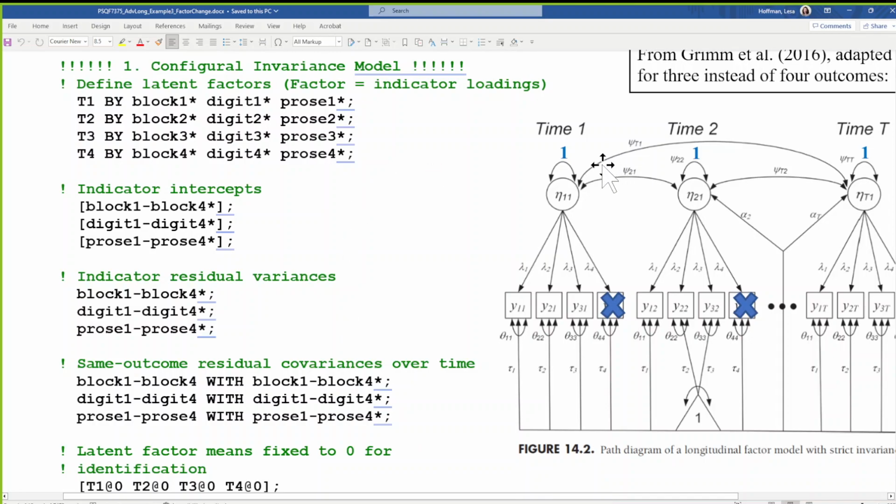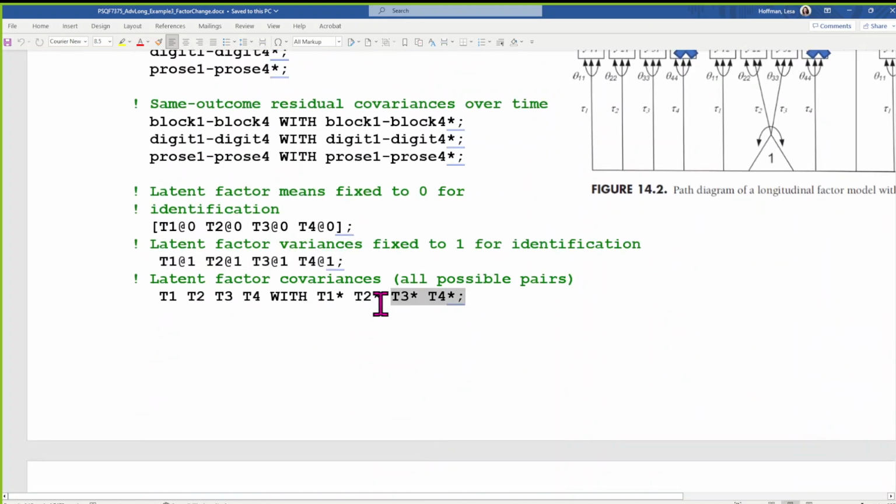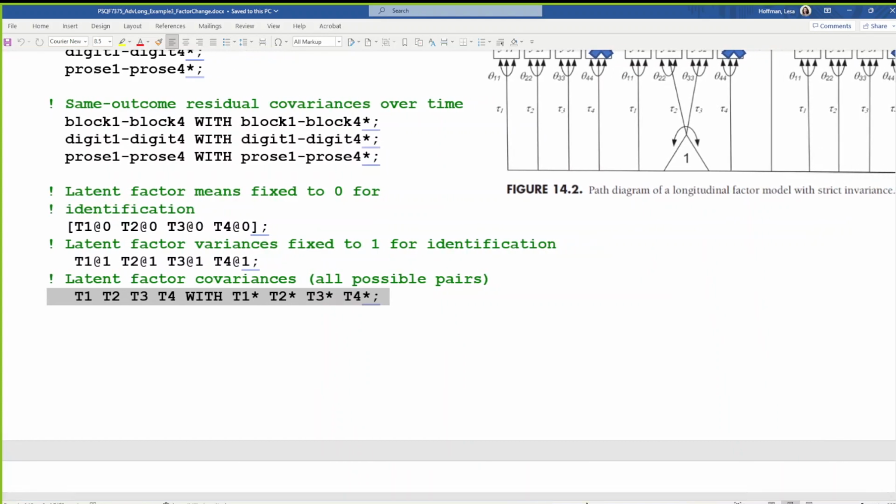And last but not least, how you did at time 1 is probably related to how you're going to do at time 2, 3, and 4. So we allow 2-headed arrows, which are covariances between the factors. And that happens with the very last line of code right here. Okay. Questions?